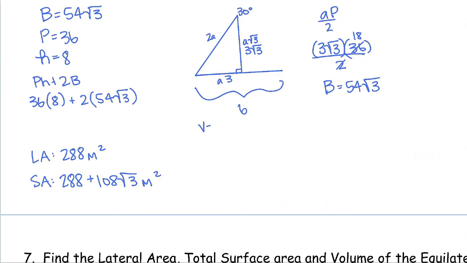And for my volume, I'm going to do BH, which will be the 54 square root 3 times the height of 8. So 54 root 3 times 8 gets me 432 root 3 meters cubed.